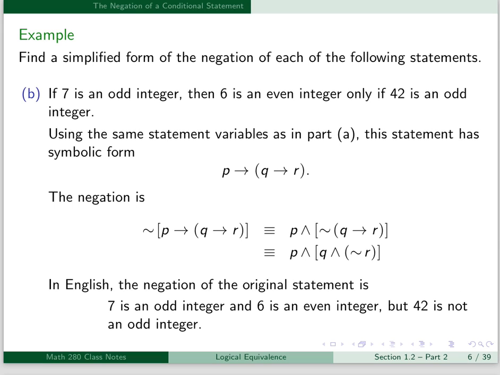In English, the negation of the original statement is then 7 is an odd integer and 6 is an even integer, but 42 is not an odd integer. You'll notice that this is exactly the same as in Part A. So both the two statements in Parts A and B have the same negation, which means that the original statements must have been logically equivalent to begin with.